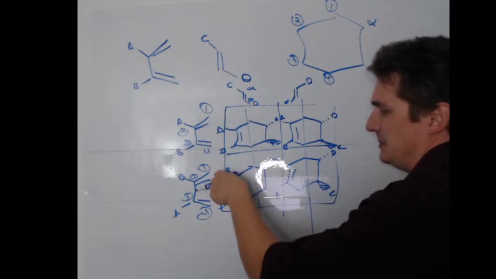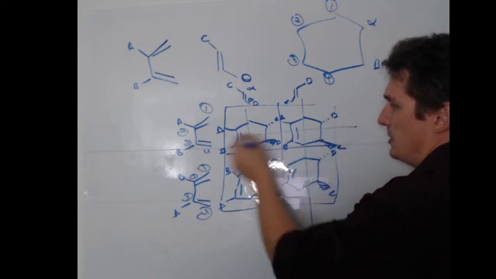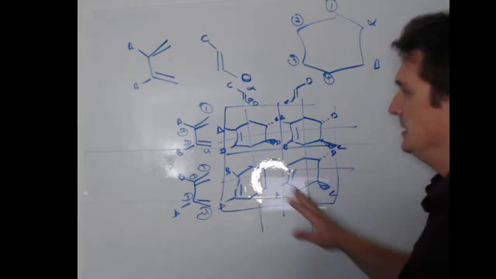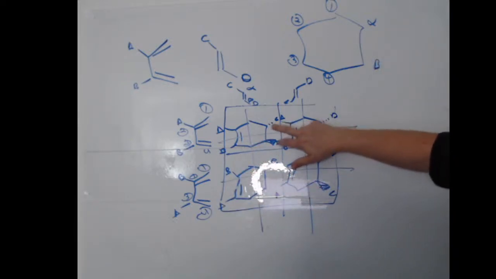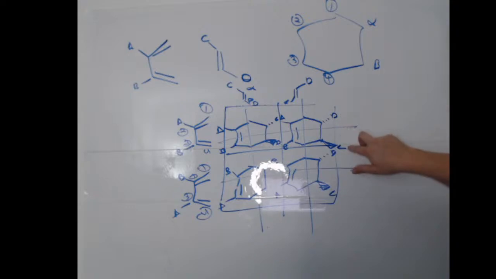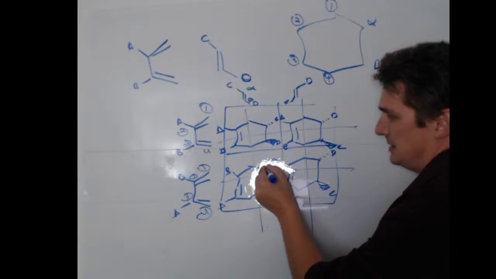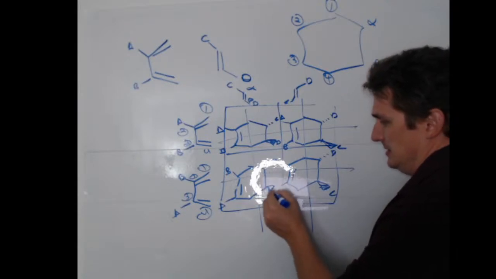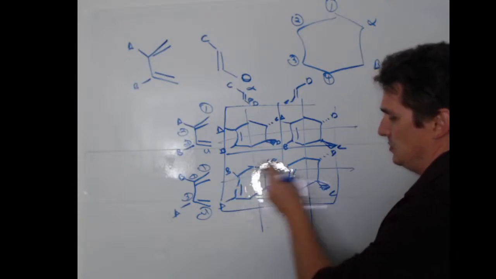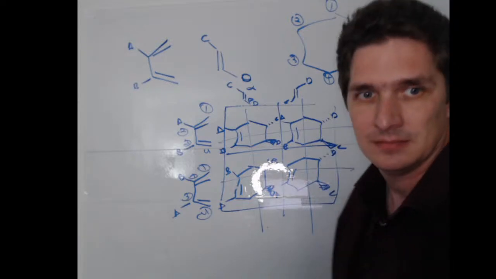A is up, B is down, B is up, A is down. Going across the rows, we're flipping C and D. So here C is up, D is down, D is up, C is down. And same thing here. C is up, D is down. As we move to the right, D is up, C is down.